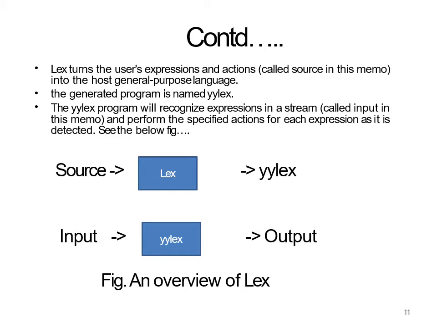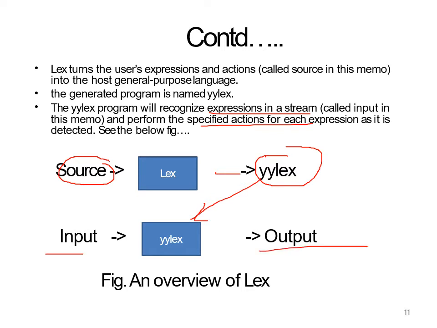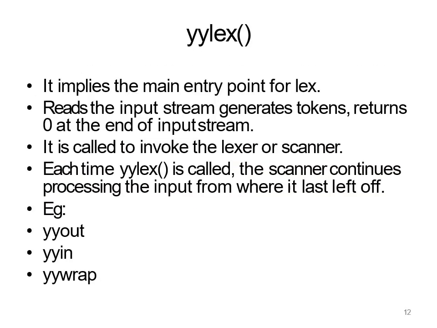Now this is the entire process. First we have the source code. Then this source code goes to Lex, and it is converted into yylex. The yylex program will recognize the expressions in a stream and perform the specified actions. So this is a very important program. This is the main program to which we provide an input, and finally we get a stream of tokens as output. This is the overview of Lex. Now what is yylex?